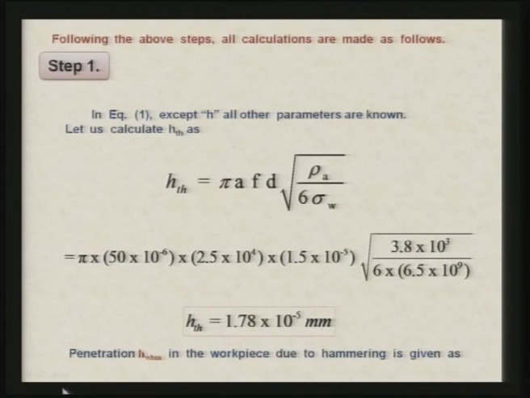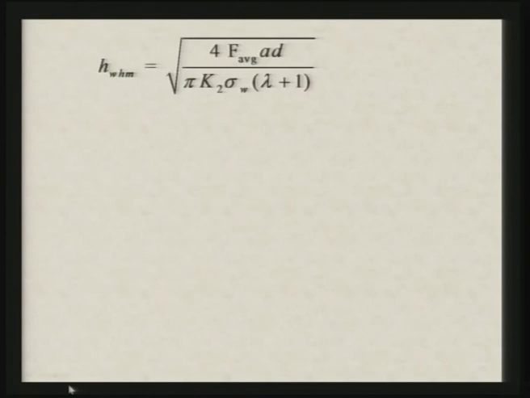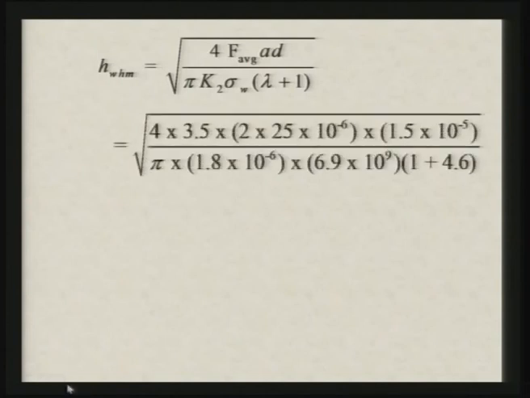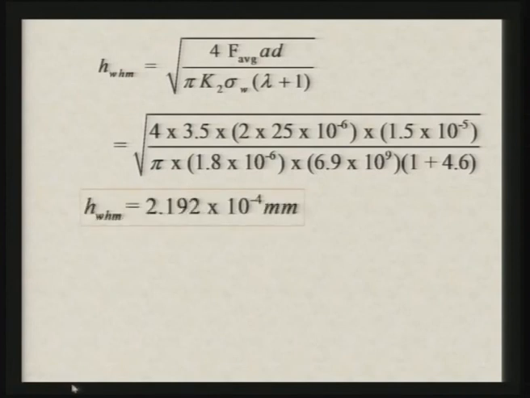So, the penetration HWHM in the workpiece due to hammering is given by the following equation, that is HWHM is equal to 4 F average AD divided by pi K2 sigma W multiplied by within bracket lambda plus 1 bracket close, whole under root. Substitute the values which we have already given in the earlier slides, and we get HWHM equal to 2.192 multiplied by 10 raised to power minus 4 millimeter.